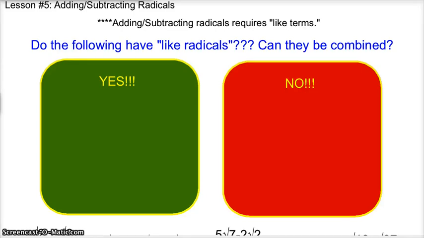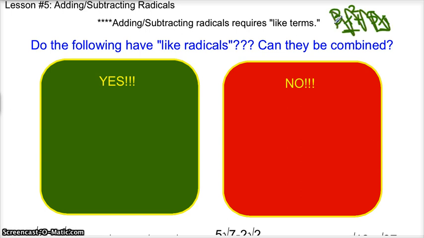This lesson is on adding and subtracting square roots and radical numbers. In order to add and subtract radicals, you require like terms. Think for a moment about what like terms are. Problems like 3x plus 5x are like terms because they both have the exact same letter. 3x squared plus 5x are not like terms, they cannot be combined.